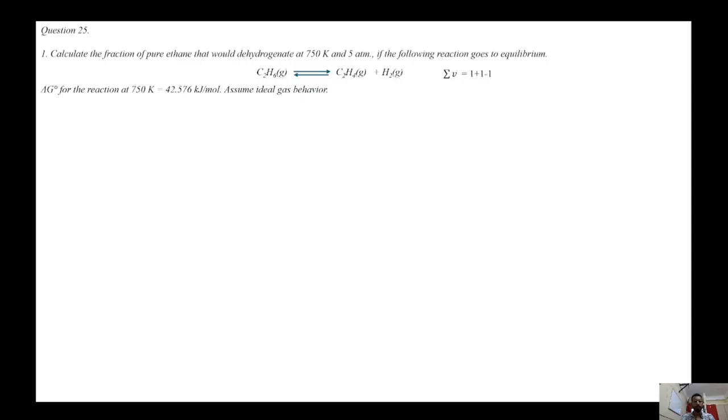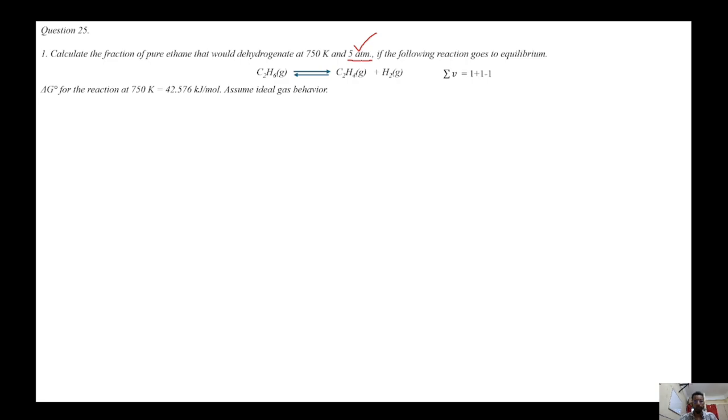So what is the question saying? Calculate the fraction of pure ethane that would be dehydrogenated at 750 Kelvin and 5 atmospheric pressure. Very first thing, note it down that atmosphere and bar are almost the same. And always remember in this specific topic, you have to take the total pressure either in atm or in bar. So the question has given the pressure in atm.